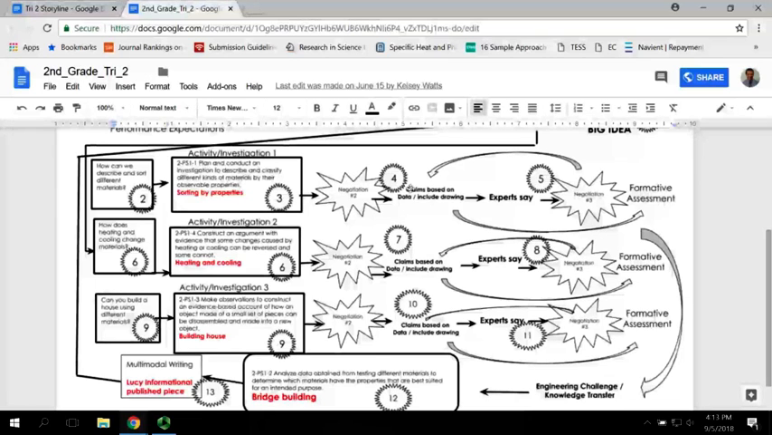They'll make a claim, they'll go check with the experts, they will have a second or a third negotiation after the check with the experts, come back here and revise that claim, and then have a formative assessment.